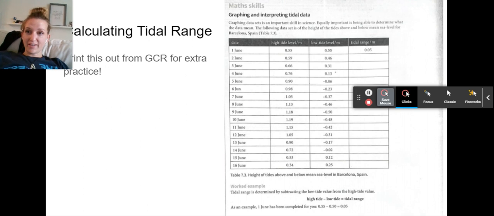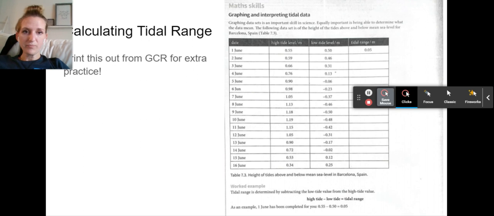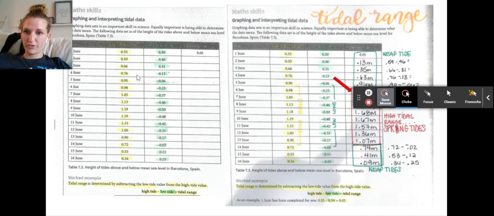Here's just a quick practice on calculating tidal range. You do not need to graph any of this. It's literally just subtraction. To do it, you need to do the high tide minus the low tide. So yellow subtracted from what's in green.